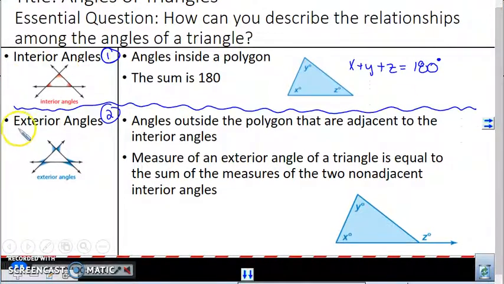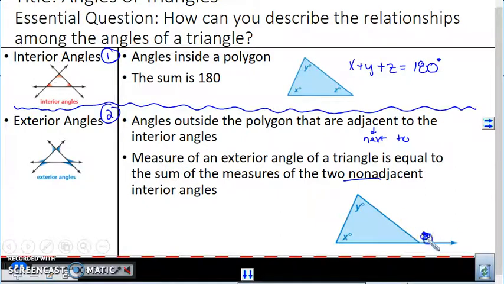Okay. The next one, exterior angles, are the outside angles, and if we look here, there's multiple outside angles. There's only 3 inside, but there's more than 3 outside angles. So they're angles that are outside the polygon that are adjacent. Remember, adjacent means next to the interior angles. They're next to the inside angles, okay? The measure of the exterior angle of a triangle is equal to the sum of the measures of the two non-adjacent, so not next to, interior angles.